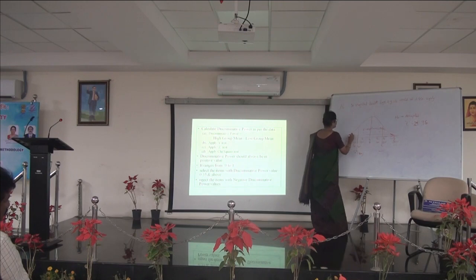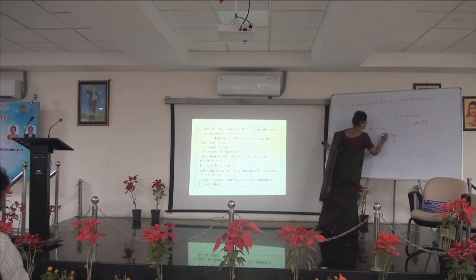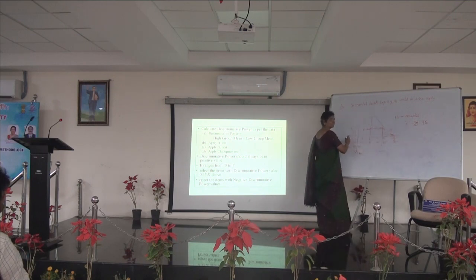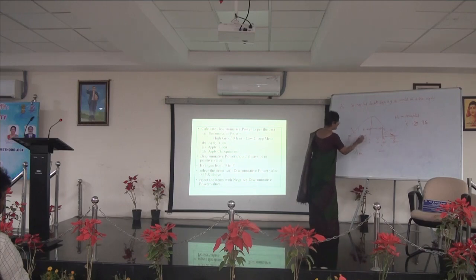And this is your rejection area. You are rejecting your hypothesis within this. So if your mean difference exceeds this, the difference is significant. You reject your null hypothesis.